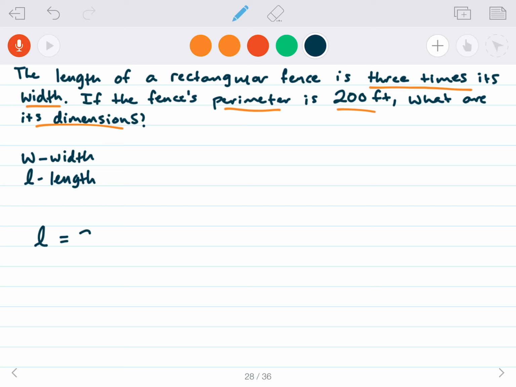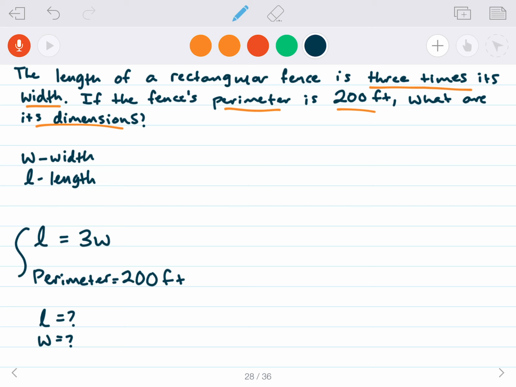So how do we write that? L equals 3 times W. The length is 3 times the width. That's what that first sentence says. So let's put that in our pocket and save it for later. Now, the second sentence says, the perimeter is 200 feet. So the perimeter, let's just write this down, is 200 feet. And my question is, what are the dimensions? In other words, what is the length and what is the width?